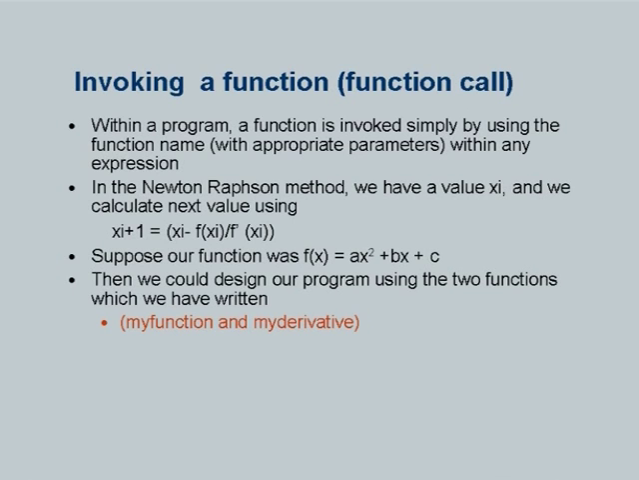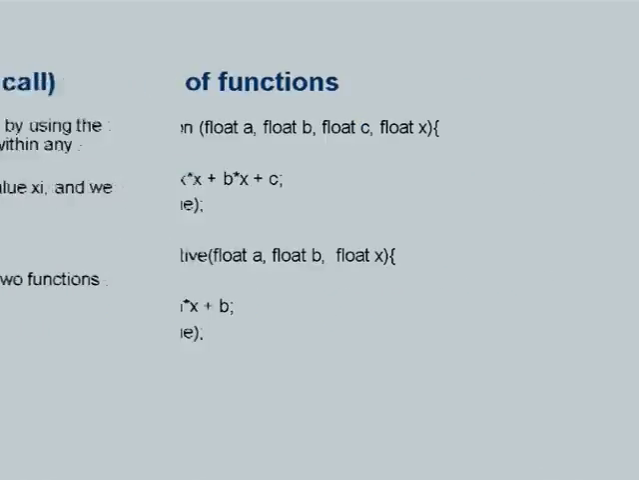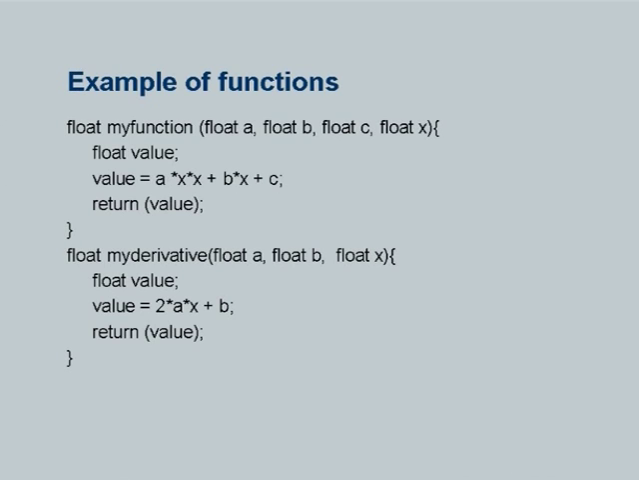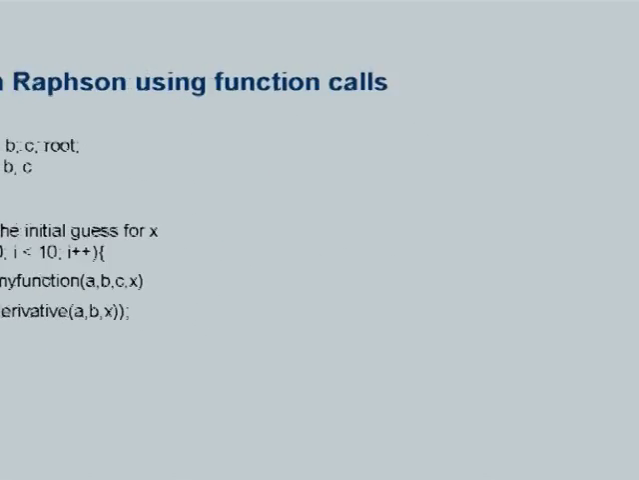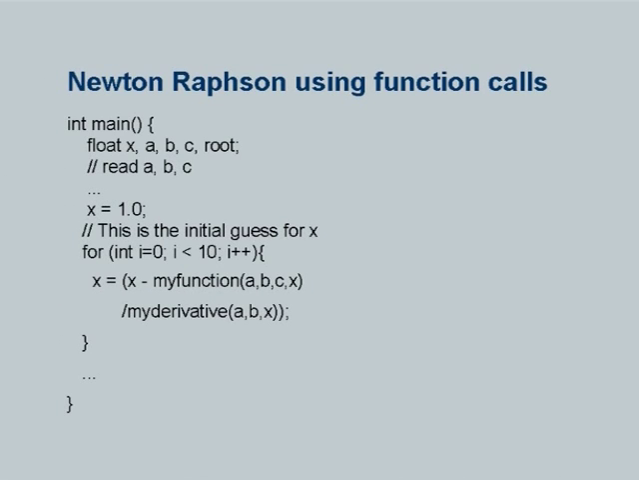If we go back to the previous slide, we'll notice that we had this function, my function, defined to calculate ax² + bx + c, and we had defined my derivative to calculate 2ax + b. Notice that 2ax + b is f'(x) if f(x) is this. So go three slides further. This is the program, the Newton-Raphson method using the function call to calculate the root of an equation.